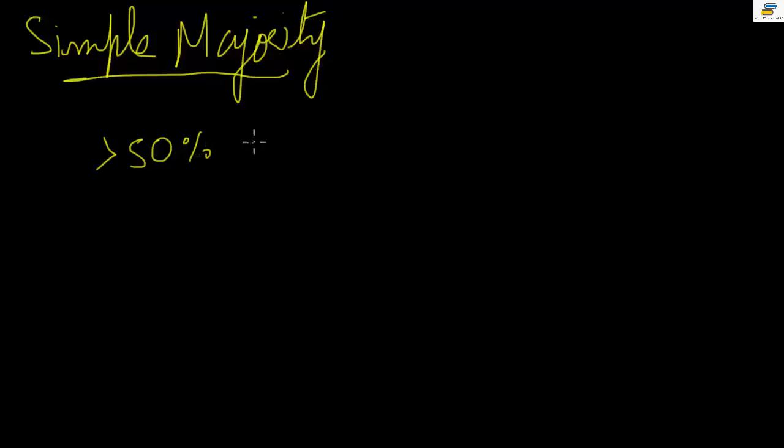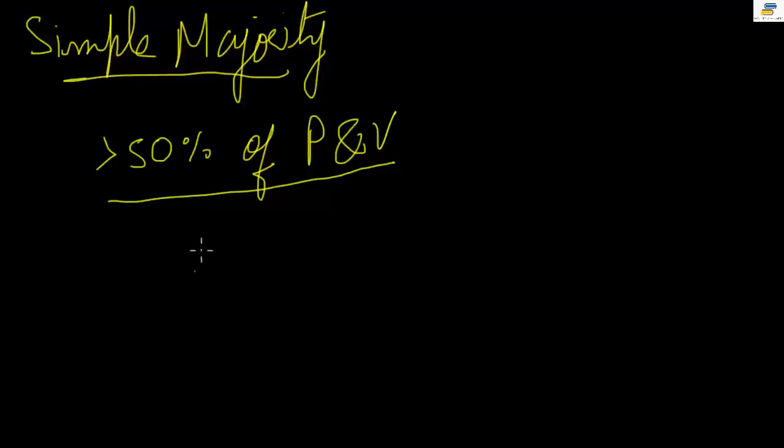So the first is simple majority. What do you mean by simple majority? As the name suggests, it is the simplest kind of majority. That means this is the kind of majority in which the lowest level of parliamentary strength is required. It just simply means that the majority should be of more than 50% of present and voting members. What do you mean by this? I'll explain this by an example.